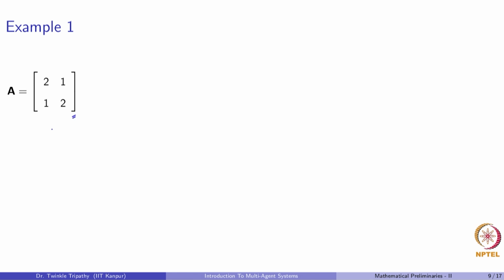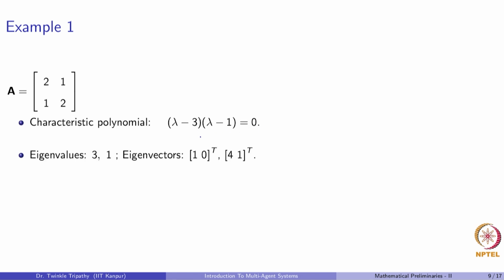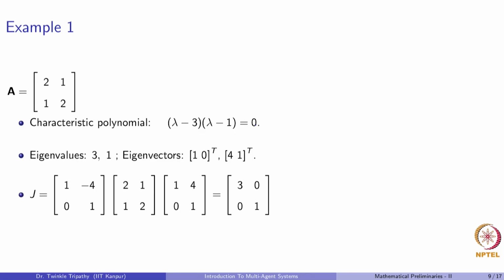Suppose we start with this matrix A, then we calculate the characteristic polynomial, which gives us the eigenvalues 1 and 3, and the associated eigenvectors are (1, 0) and (4, 1). Since the eigenvalues are distinct, we know that the Jordan matrix is supposed to be diagonal. So, if we do the calculation of S inverse A S, then we observe that we get a Jordan matrix which is not only diagonal, but the diagonal entries consist of the eigenvalues as discussed in the previous result.